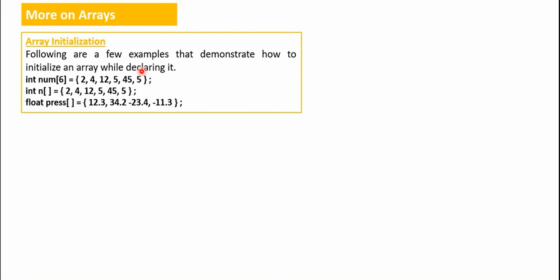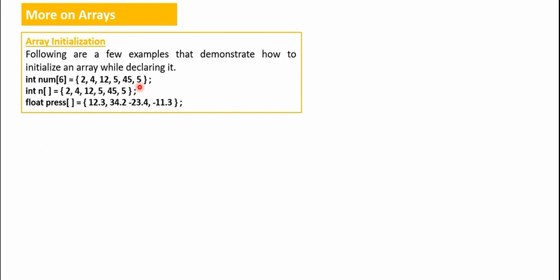So in the previous slide, we just saw int marks with size. We have not assigned any value to that, but we can do so during the declaration. You can see here int num having size 6 and having these values like 2, 4, 12, 5, 45, 5. So these are 6 values that will be stored in this array num. You can just assign all the values within curly brackets separated by commas.